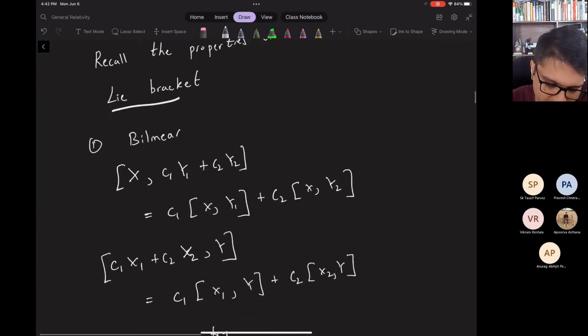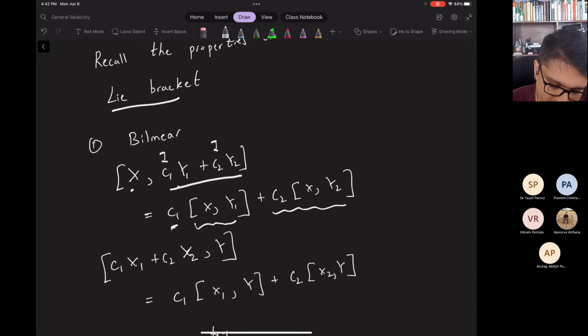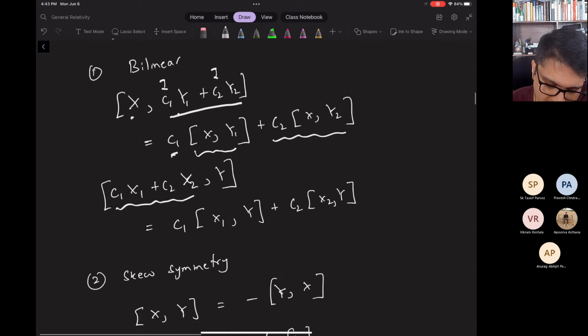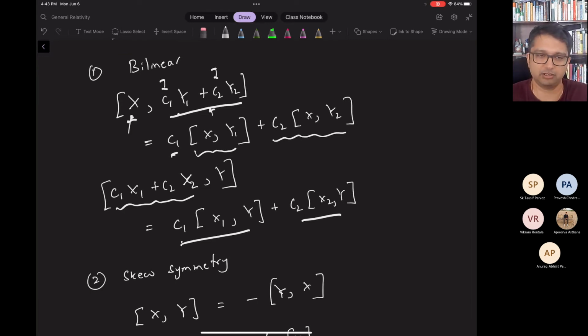You can show that it's bilinear. That is, if I take X and, instead of just Y, I take a linear combination of Y1 and Y2, then it spreads out. If these coefficients C1 and C2 are just real numbers, not functions, then it becomes C1 [X,Y1] plus C2 [X,Y2]. Similarly, if I replace X by C1 X1 plus C2 X2, I would get C1 [X1,Y] plus C2 [X2,Y]. So this is what we mean by bilinear. It's linear in X and linear in Y. If I split X into X1 plus X2, or Y into Y1 plus Y2, the Lie bracket is distributive over that sum.